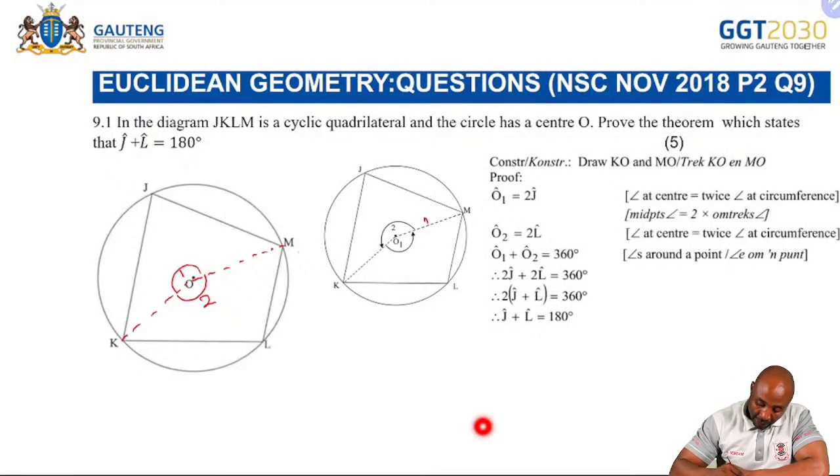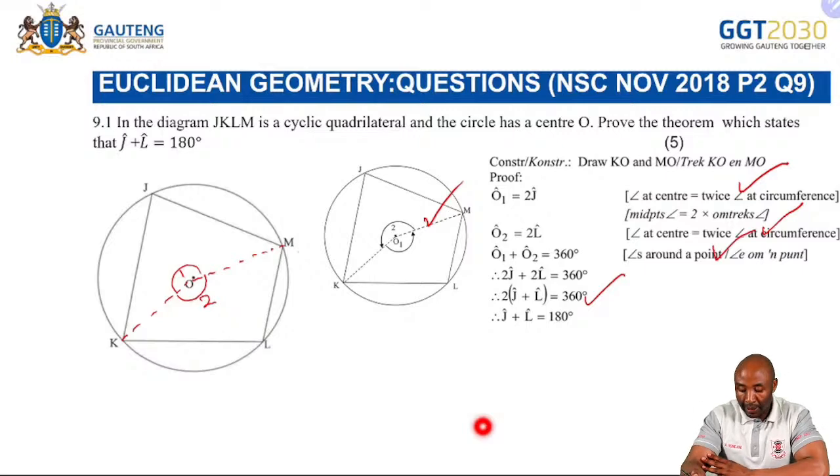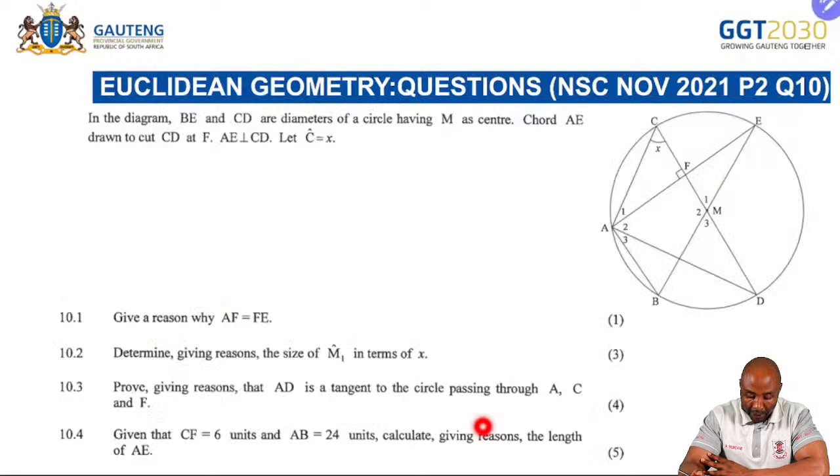So the first mark is for the construction. O1 is equal to 2J, angle at centre twice, you get your second mark. O2 is equal to 2 times L, you get the third mark. And then you must know that our O1 plus O2, these are angles around a point, and then you equate to 360. You take out a common factor. We get our 5 marks there. We move on to the next question.